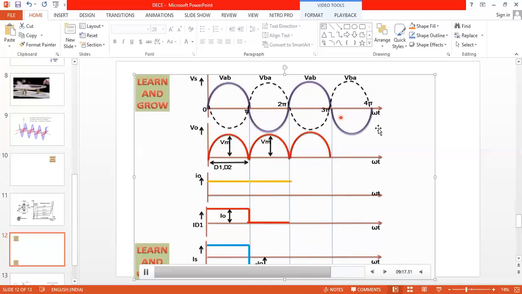These two graphs you are going to draw. Just draw the input voltage, output voltage and the current. That's enough. No need of this rectangular one.